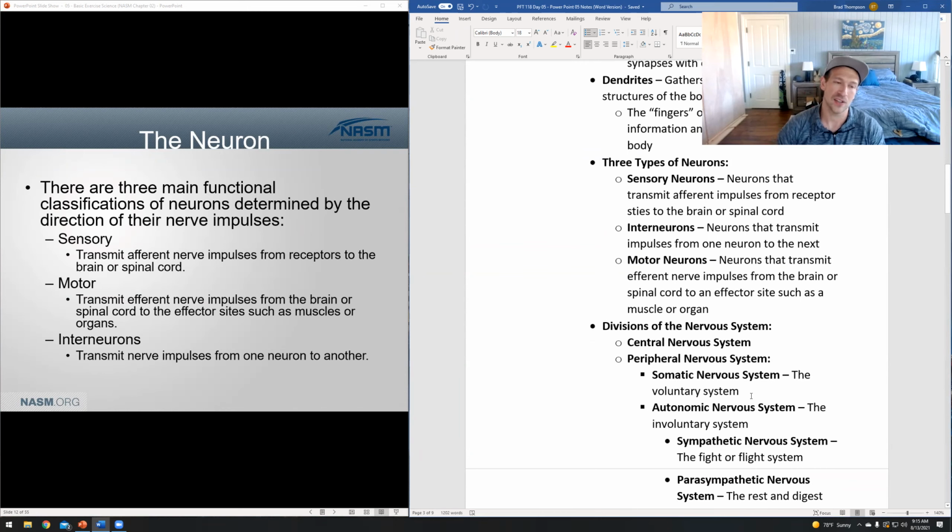So when it comes to neurons, there's going to be three primary types. We talked about this yesterday, but you are going to have sensory neurons. Sensory neurons are neurons that are going to transmit what we call afferent impulses from receptor sites.